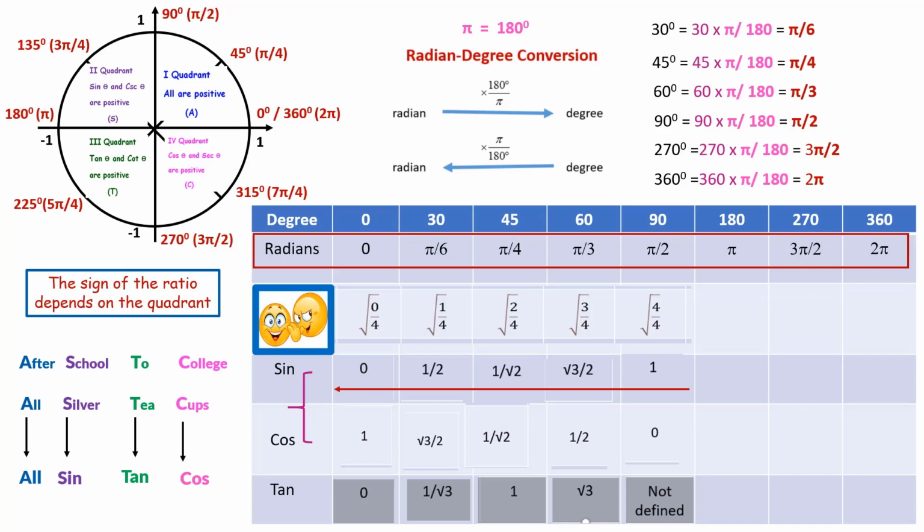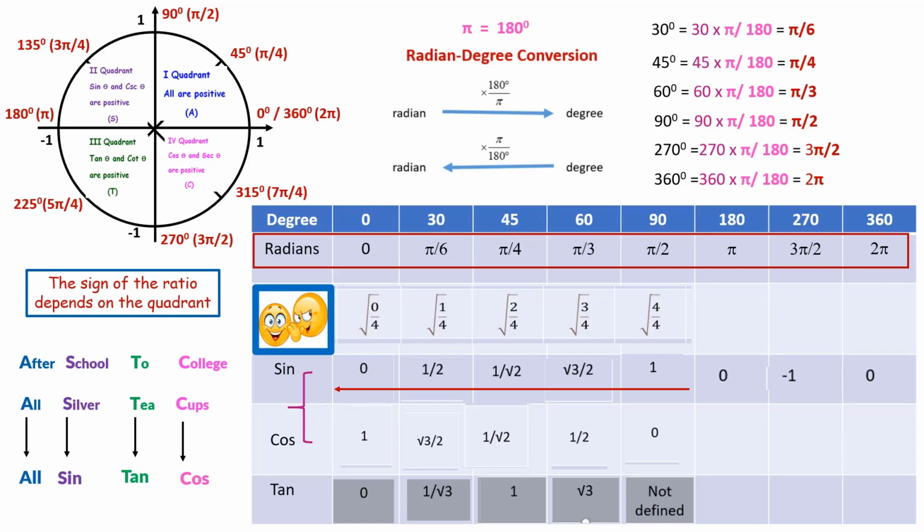Sine is positive in the first quadrant and second quadrant. Therefore, sine 270 will be minus 1, but sine 180 and sine 360 will be 0. But remember, sine 0 will be equal to sine 180 because they lie on the opposite side of a straight line. And sine 180 will be equal to sine 360 because they also lie on the opposite side of a straight line in a circle. And therefore, the values will be the same for sine 0, sine 180 and sine 360. This is going to happen for all the trigonometric ratios.